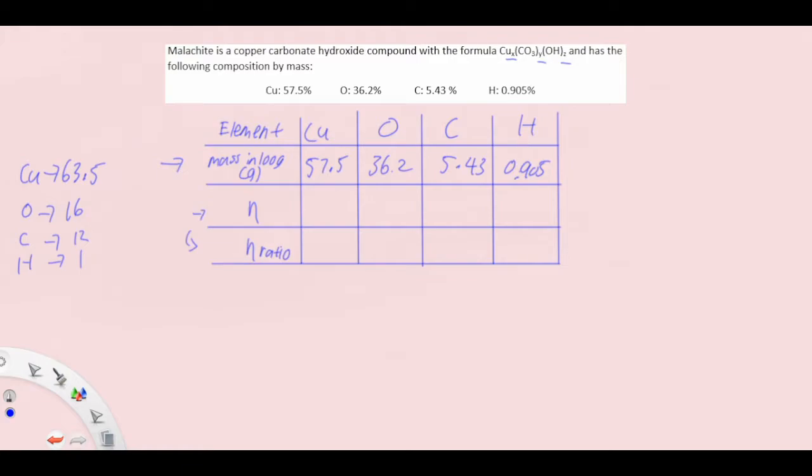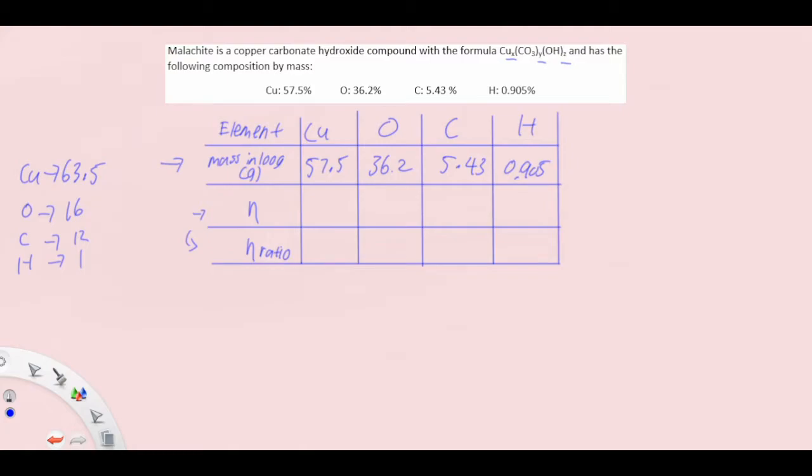Now from here, what you guys would do is take your scientific calculator, or for some reason your graphing calculator, and divide each of them. Right, 37.5 divided by 63.5, 36.2 divided by 16, 5.43 divided by 12, and well, 0.905 divided by 1. Don't really need a calculator, it'll still give you 0.905. Kind of slow, because you need to scroll up and down to obtain the values.